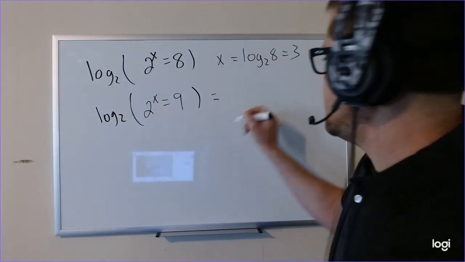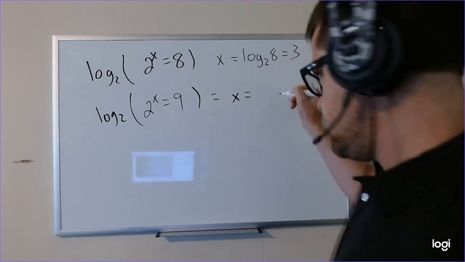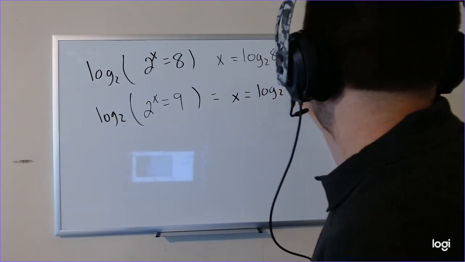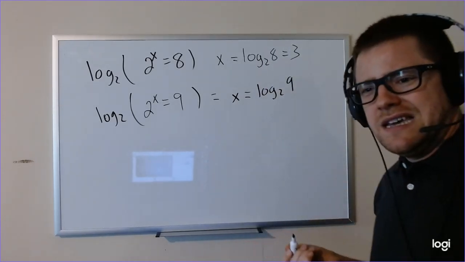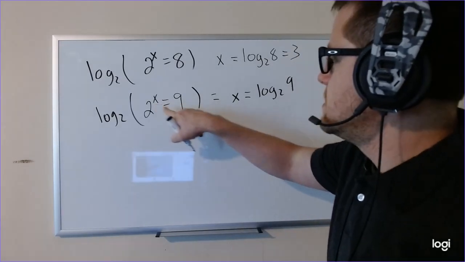We get an x on this side. And this side, what is that? Log base 2 of 9, right? What else am I going to do with that? This is a number. It's the exponent that I need to take 2 to get to 9.